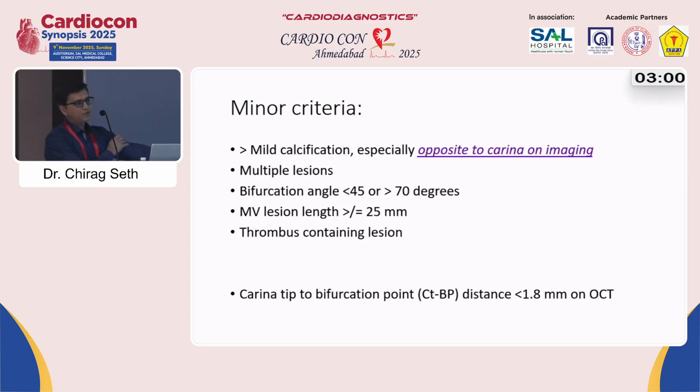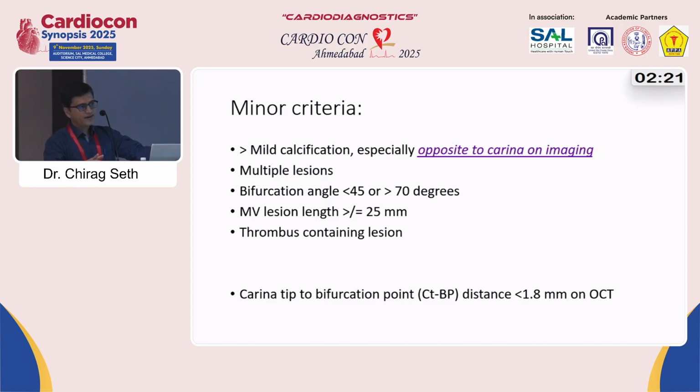And among the minor criteria: more than mild calcification, especially opposite to carina when imaging is done, multiple lesions, thrombus containing lesion, bifurcation angle which is extreme, either less than 45 or more than 70, and multivessel, and main vessel lesion length more than or equal to 25 millimeter, indicating overall atherosclerotic burden in the main branch. All these criteria would favor that yes, this patient may require an elective double stent strategy. In the DEFINITION study, one major and more than two minor criteria would demand that this patient should be given elective double stent strategy for sure.